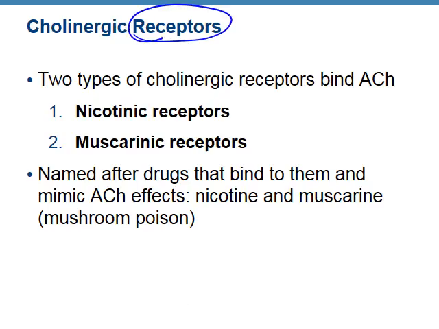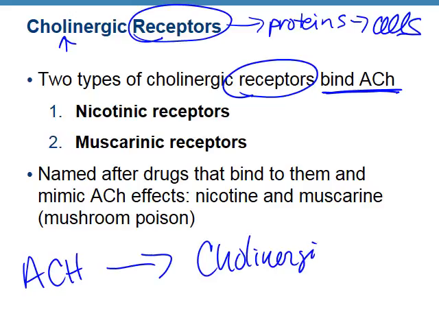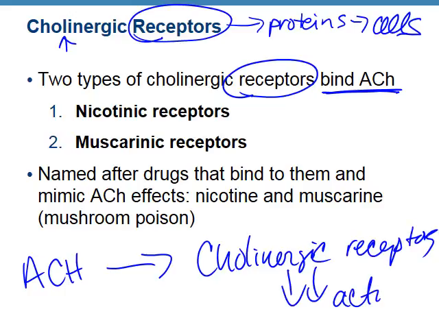Now we're going to discuss receptors. So remember, receptors are proteins. These proteins are made by cells, and we're talking about the types of receptors that bind acetylcholine, and it's got the word choline in it. So basically, acetylcholine will bind to these cholinergic receptors, and this will cause some sort of action in the body. Well, there are two types of receptors. There's a nicotinic and there's a muscarinic. So you can have two different types of cholinergic receptors. One is nicotinic, one is muscarinic.